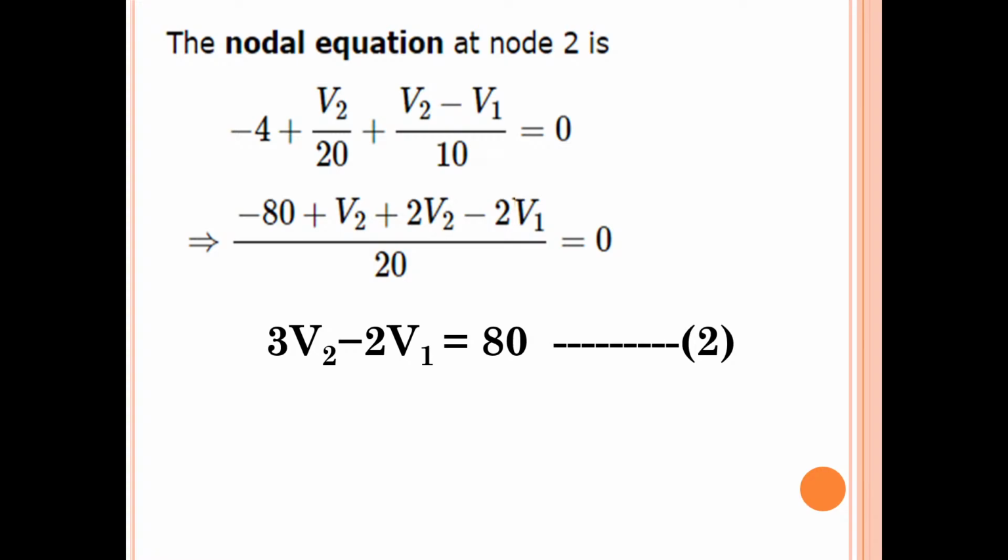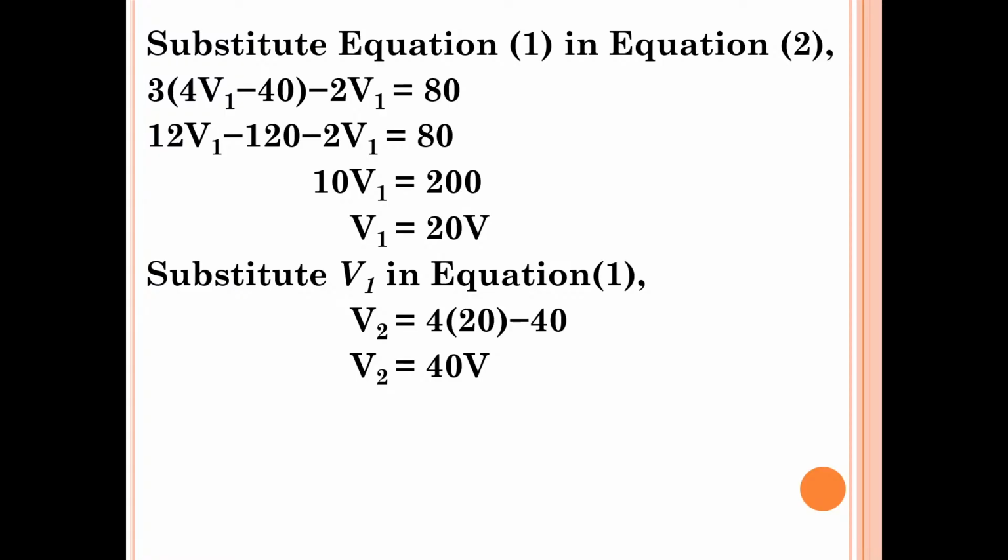Okay. So completed. Now we have two equations. Just simplify those two equations. Substitute equation 1 into equation 2, or whichever you wish. You can do it either way. You just take a scientific calculator and substitute both equations. You will get V1 and V2 values.